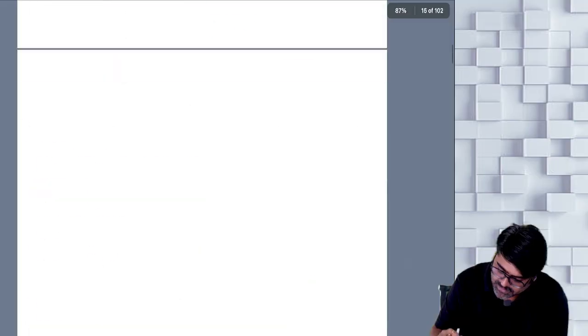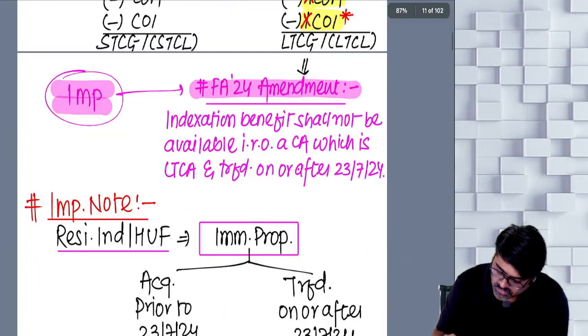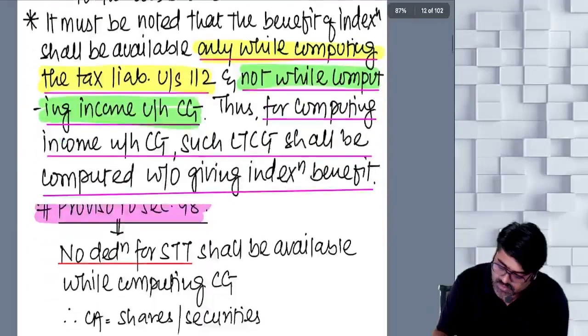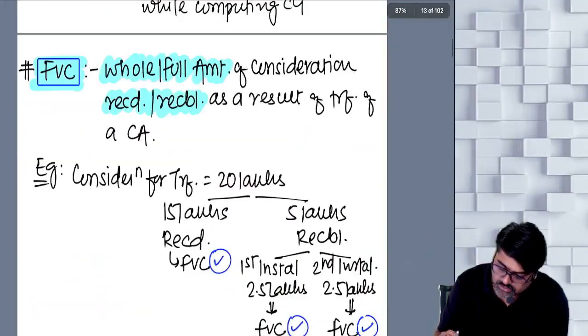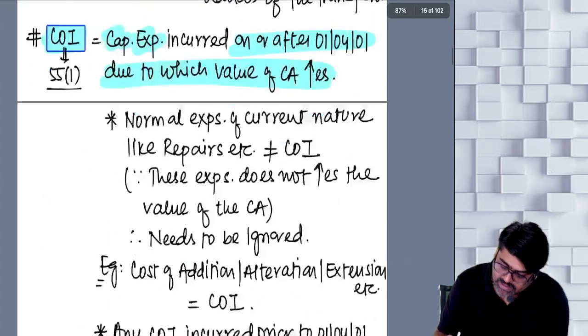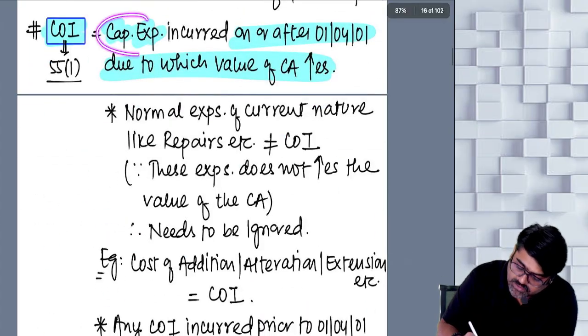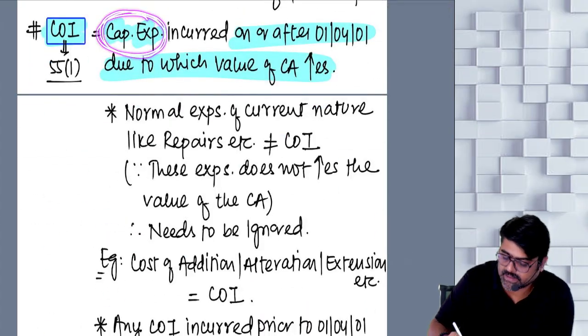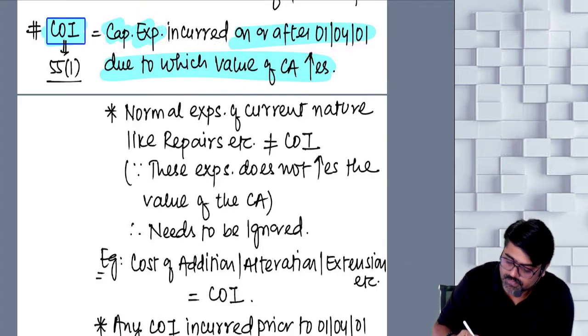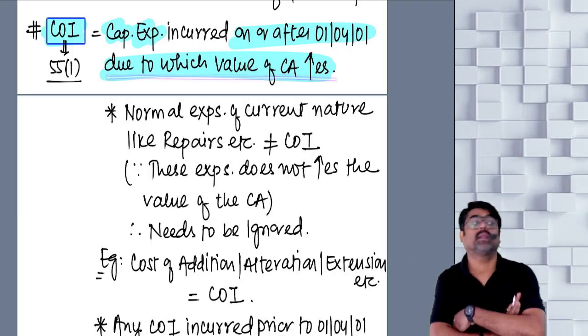See, when you calculate your capital gain, only cost of acquisition will not be reduced. Cost of improvement will also be reduced. So what is the meaning of cost of improvement? Any capital expenditure which is incurred on or after 1st April 2001, due to which the value of your capital asset increases.